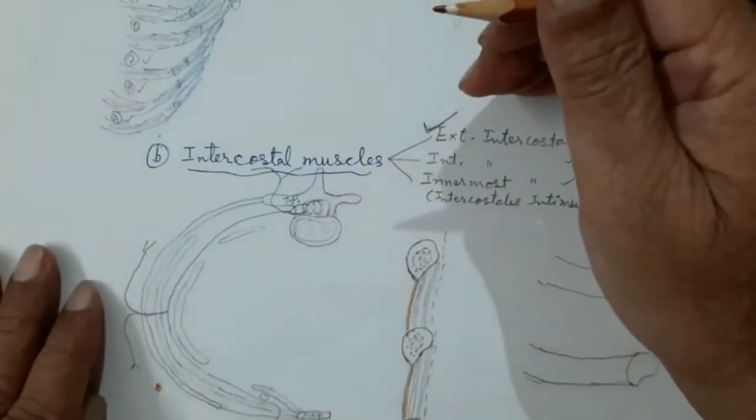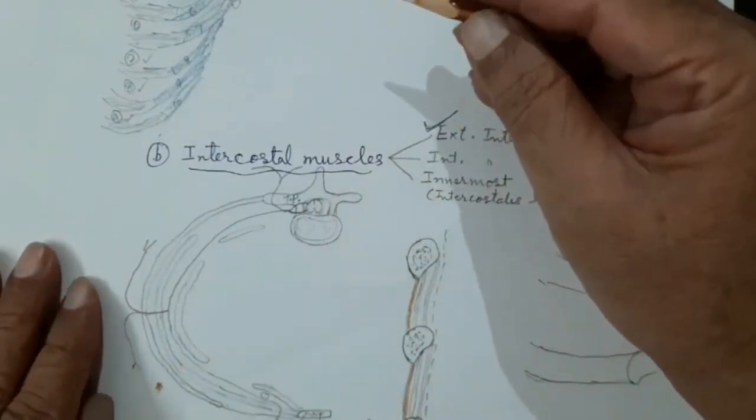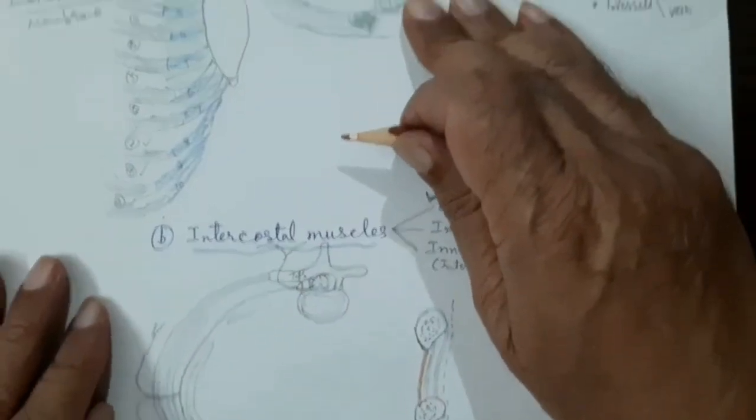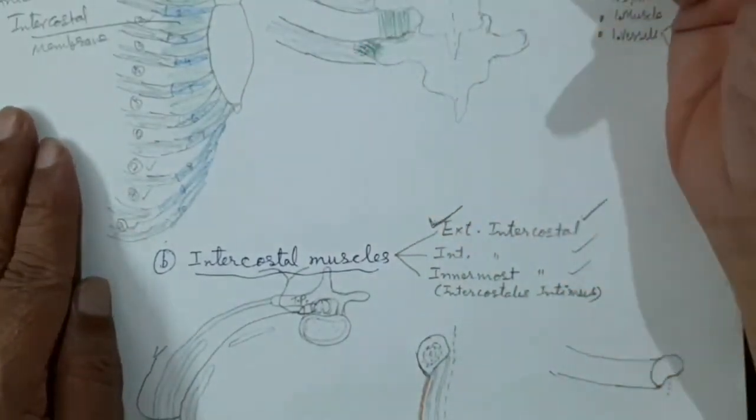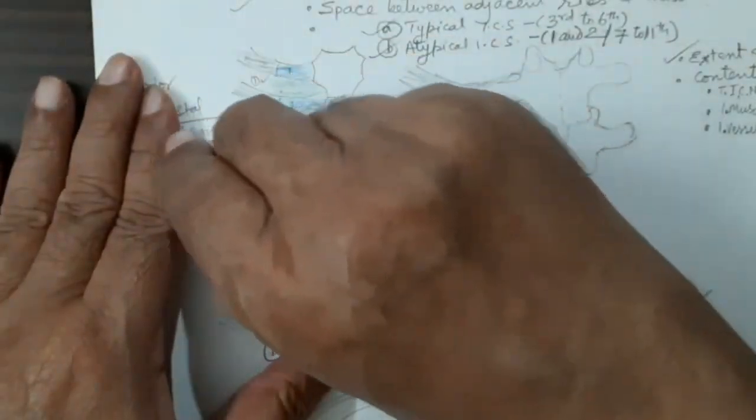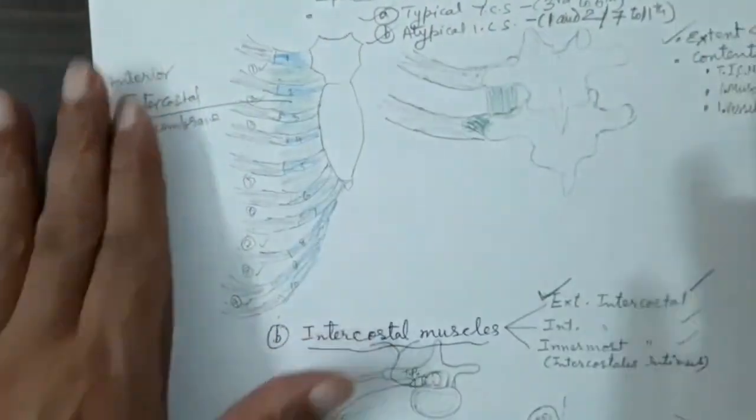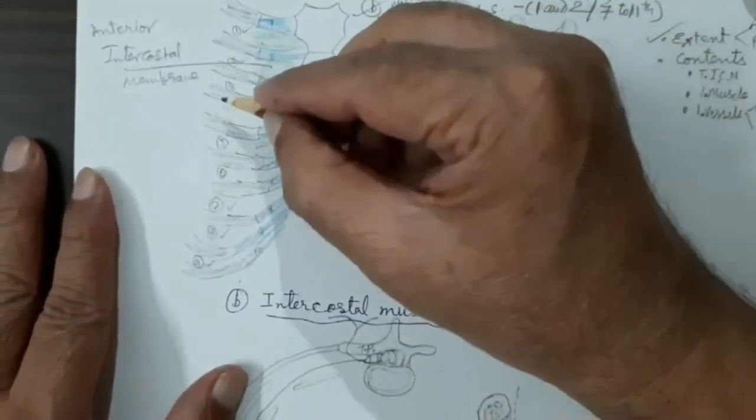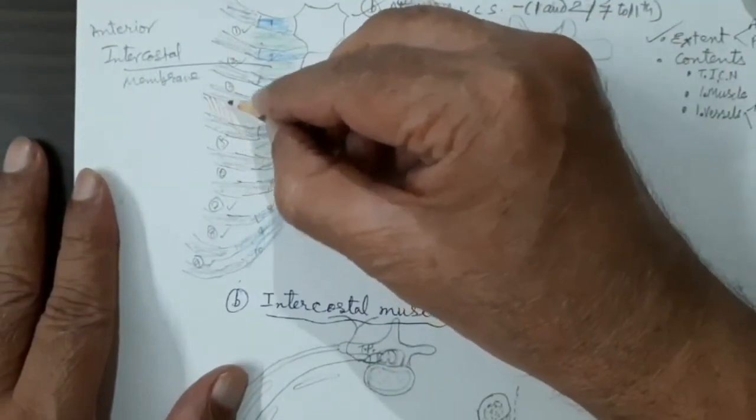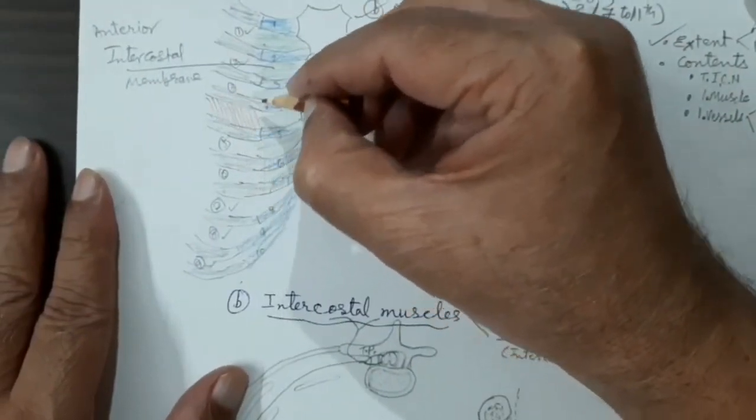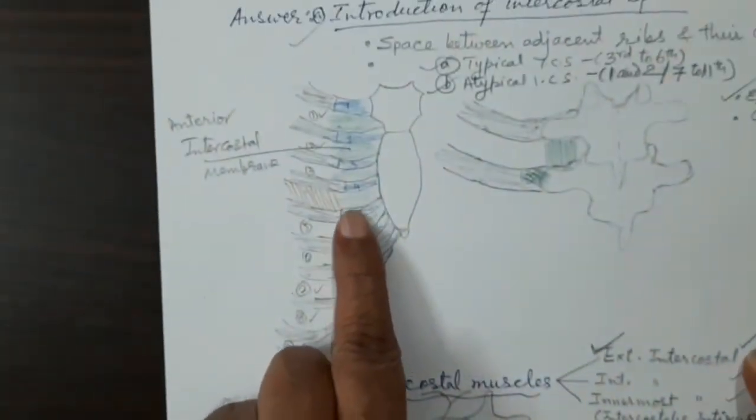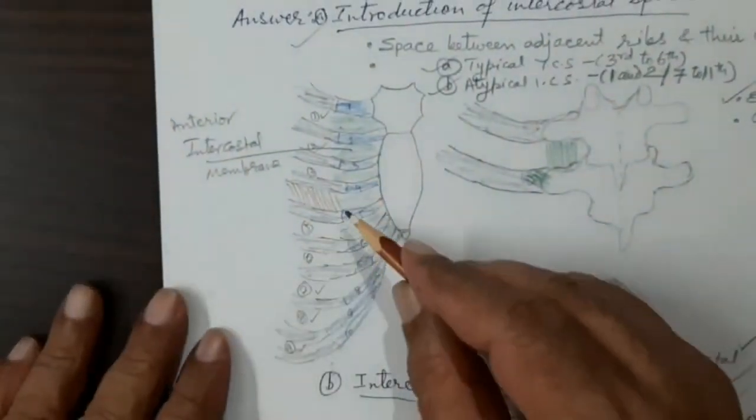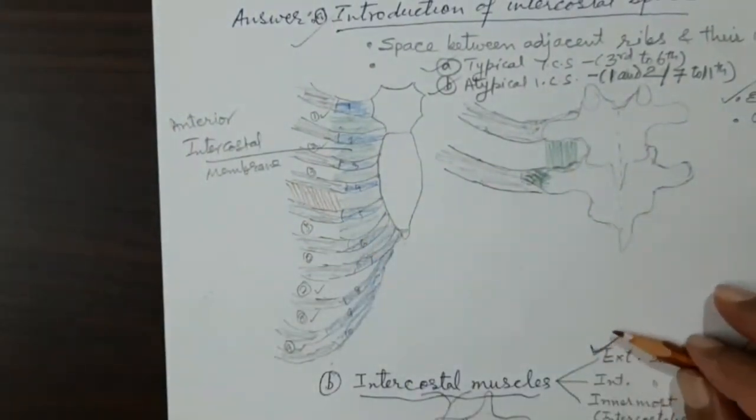Now regarding the direction of its fibers, they are running in a particular direction. These are directed downwards and forwards. Let us see the downwards and forward direction. I will just show you in one of the spaces. Downwards and forward is up to the anterior intercostal membrane. So this is how the fibers are running from the upper rib to the lower rib, and then at the costochondral junction it becomes continuous with the anterior intercostal membrane.